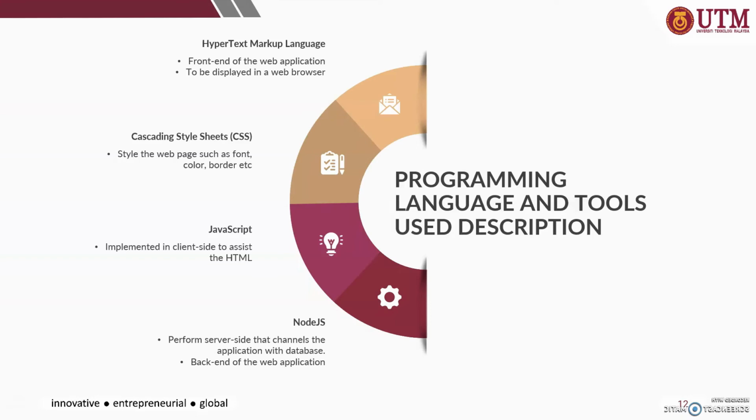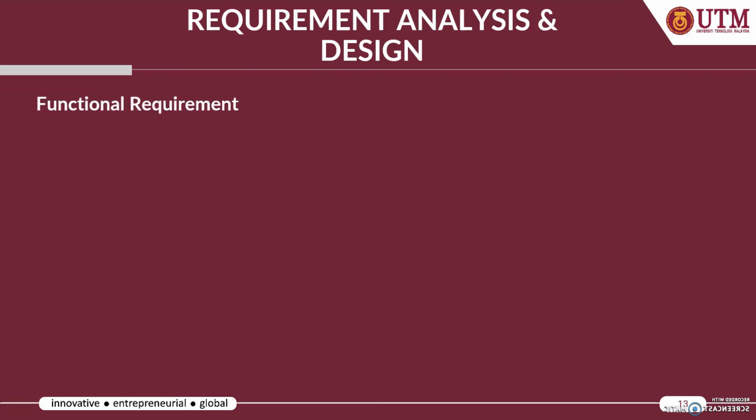The programming languages used for the system development are, first, HTML, for the front end development, which will be displayed in the web browser. The next one is CSS, for styling the web page. The next one is JavaScript, implemented on the client side to access the HTML. And the last one is Node.js, performed on the server side, which channels the application with the database. It is for the back end of the web application.